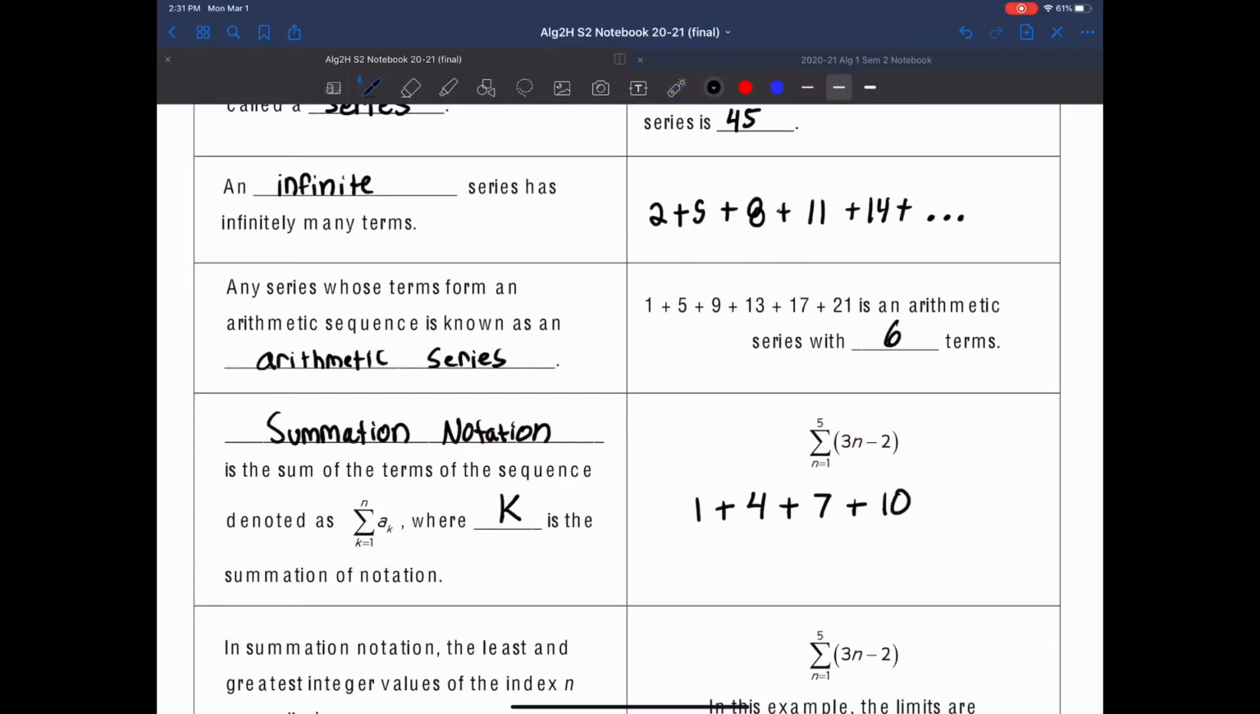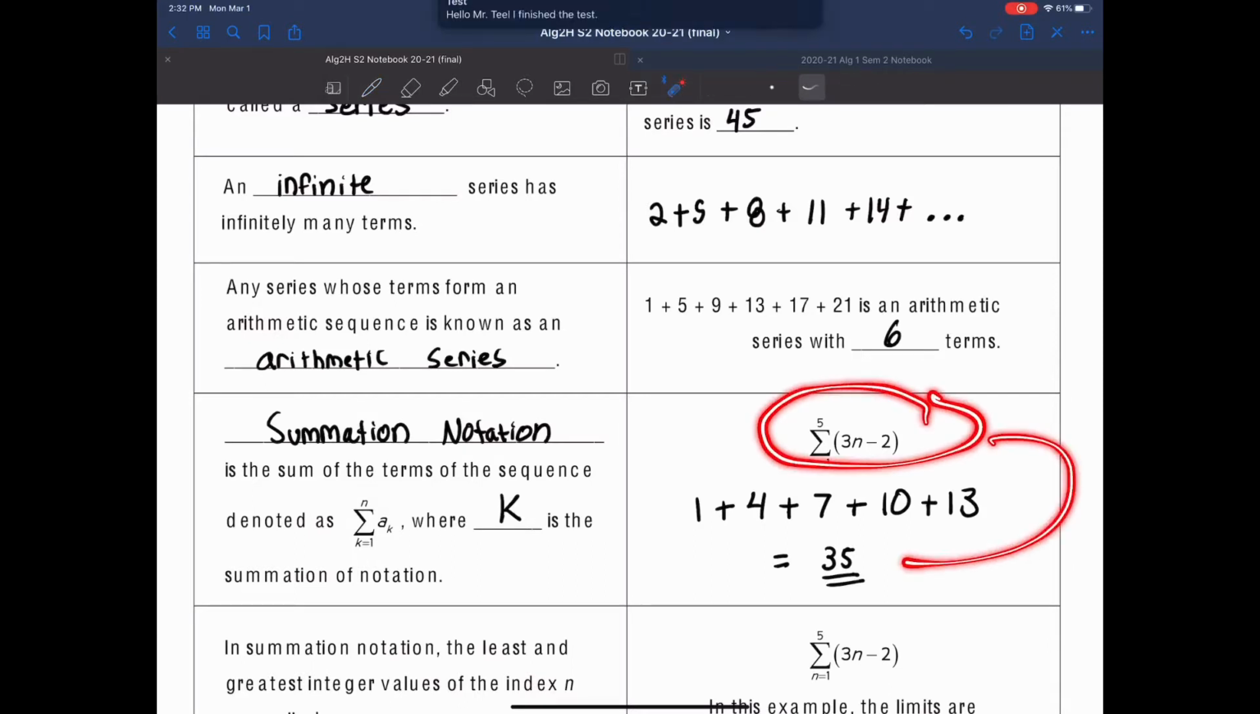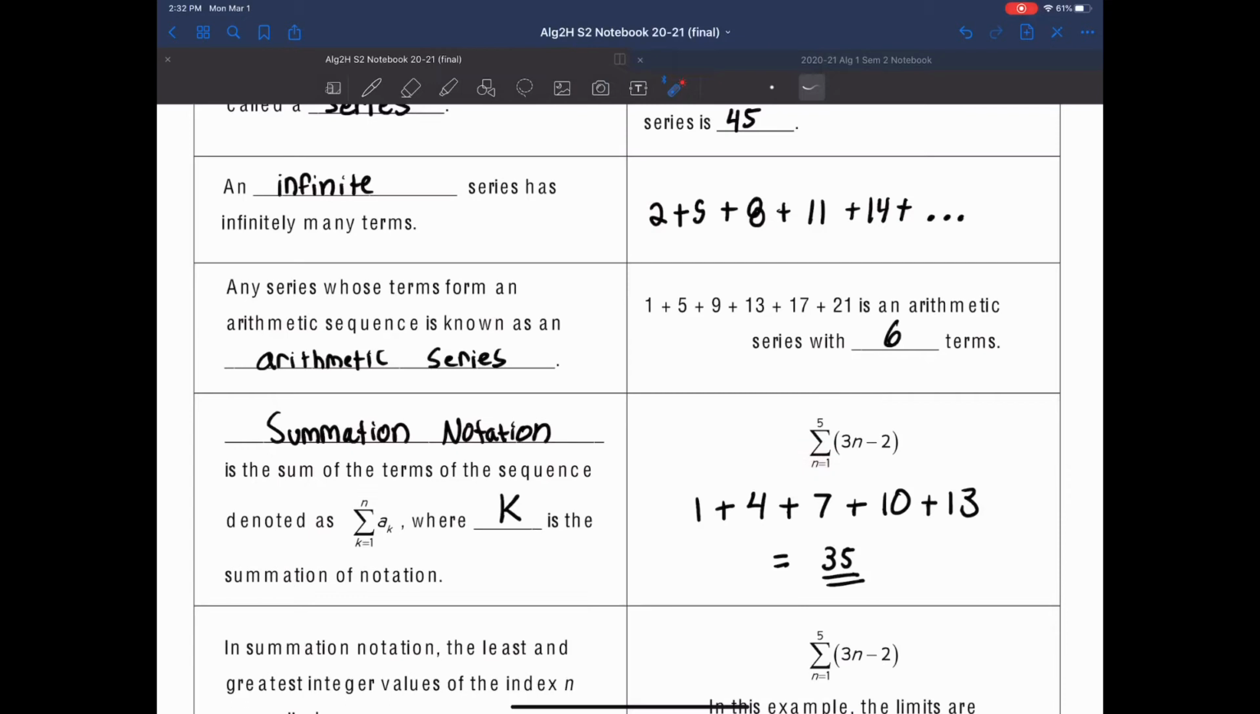And the last term, which is the upper limit, is n equals 5. If I plug in 5 for n, I have 3 times 5 is 15. 15 minus 2 is 13. So I'm taking all of those terms in the sequence and adding them together. If I do that using my calculator, my sum is going to be the number 35. So the summation notation gave us an answer of 35 simply by using the rules that we had listed and the limits.